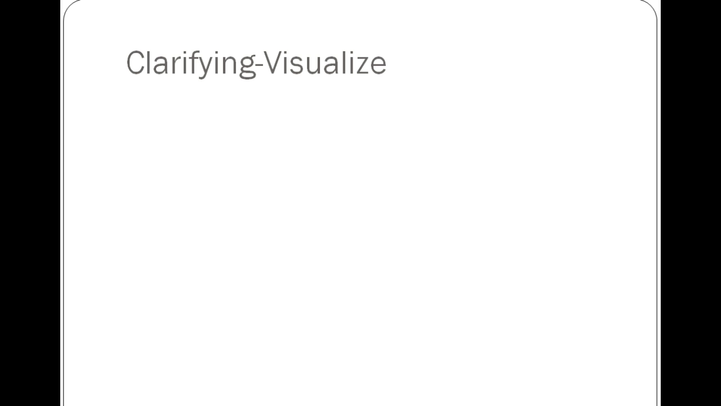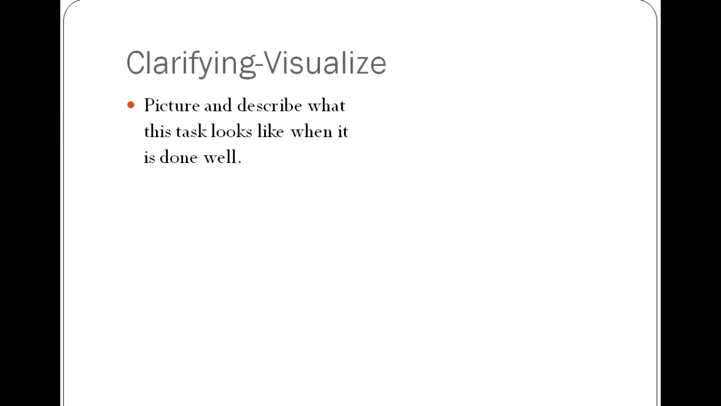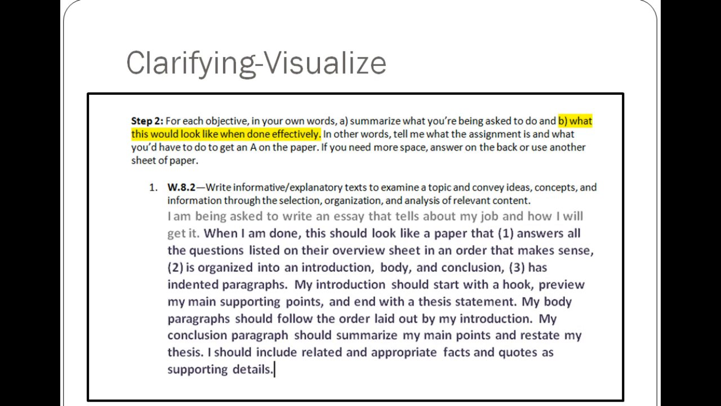Your final step is visualize. You're going to picture and describe what this task would look like when you have done it well. So you're imagining what an A paper, for example, would look like on the page. Okay. This is part of the same task, so you can see where we have the summarizing from before, and then we move into what it should look like.